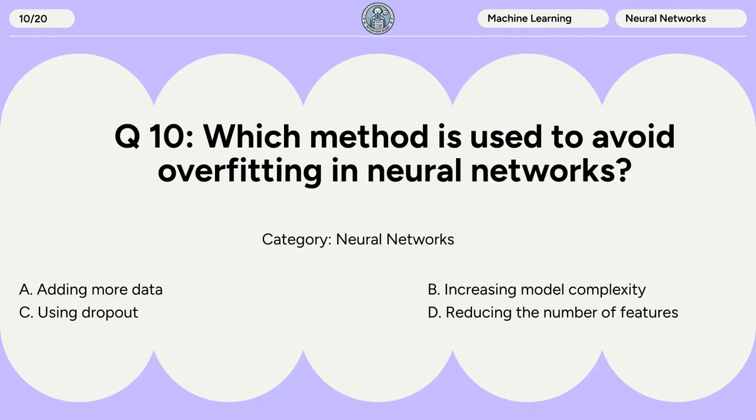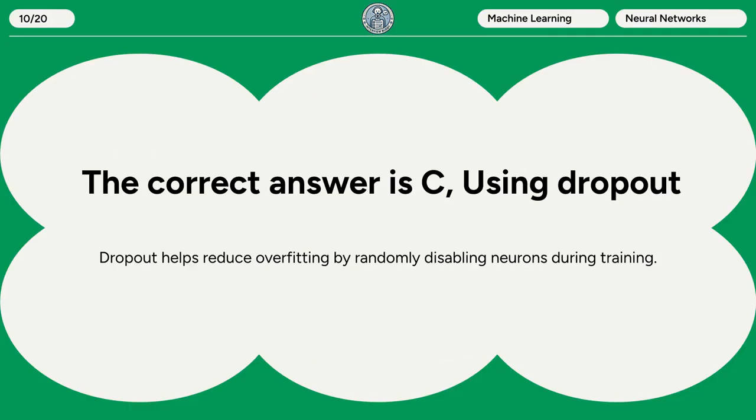Question 10. Which method is used to avoid overfitting in neural networks? A. Adding more data. B. Increasing model complexity. C. Using dropout. D. Reducing the number of features. The correct answer is C, using dropout. Dropout helps reduce overfitting by randomly disabling neurons during training.